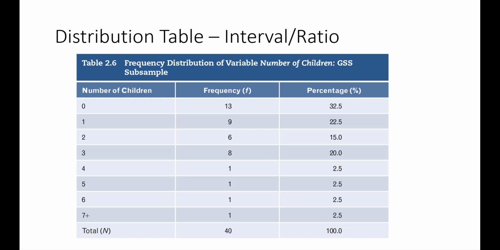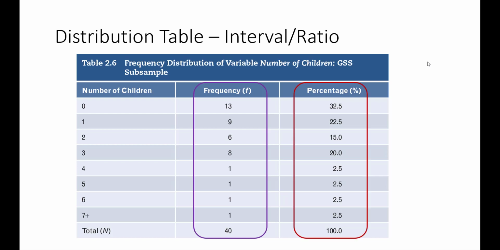And again, we have the percentage distribution over here. So this is the frequency, and this is the percentage. 32.5% of the respondents did not have any children. 22.5% had 1. 15 had 2, 20 had 3, and then 2.5 had 4, 2.5 had 5, etc. So that's a table for interval or ratio level data.